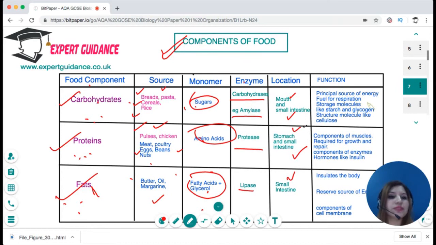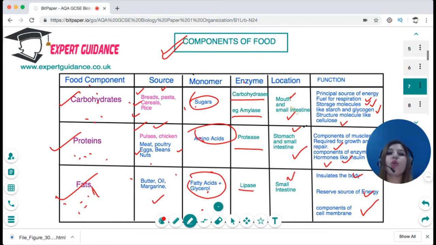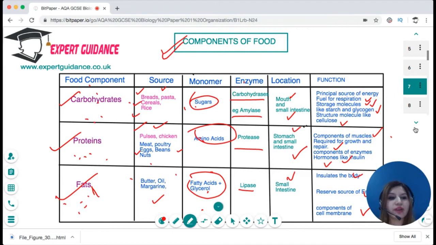Carbohydrates are the principal source of energy. They are fuel for respiration. They can be storage molecules like starch and glycogen, or structural molecules like cellulose in plants. Proteins are the components of muscles required for growth and repair. They're the components of enzymes and they are also components of some of the hormones like insulin. Fats are used to insulate the body. They are the reserve source of energy, and they also make the cell membrane. Okay, so you should know what are the different components of food, their sources, where they're digested, and what is their function in the body.